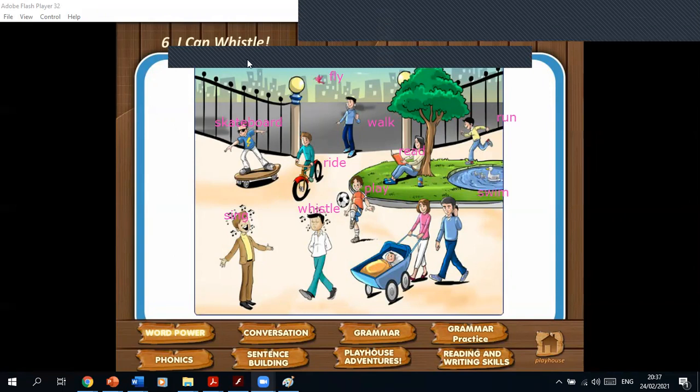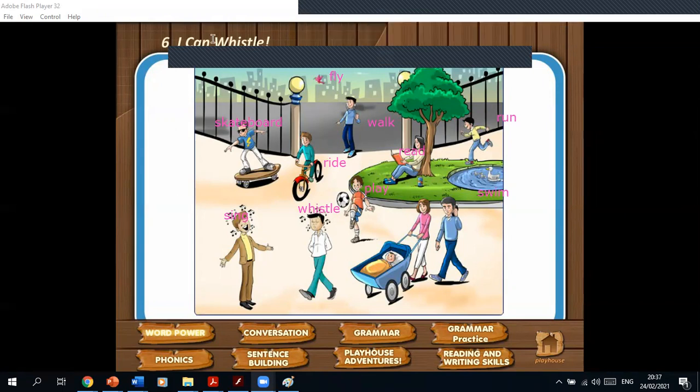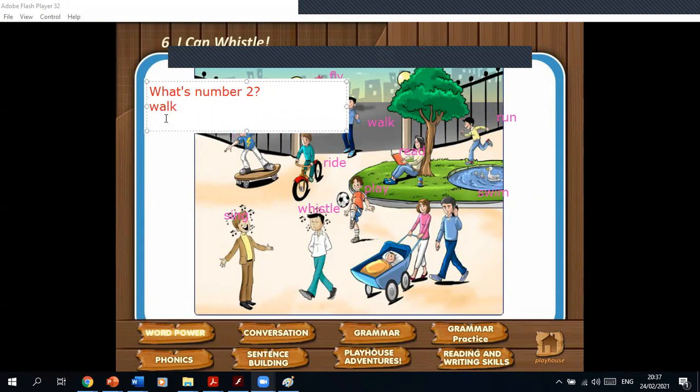Let's write the day and the date, but not here, when I move to another topic. So listen and point, read, and I'm going to ask you a question. Let's make a new font, changing the color. What's number two? Who can answer me? Walk, excellent.